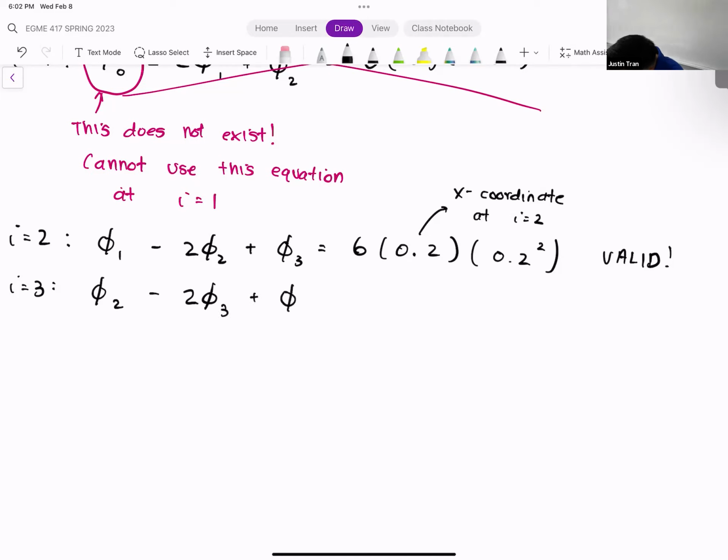And so if we apply the same equation at i equals 3, we get phi2 minus 2 phi3 plus phi4 is equal to 6 times 0.4 times 0.2 squared. Okay. And then what you can do is check all the values, and all these are valid nodes. So this is also a valid equation.